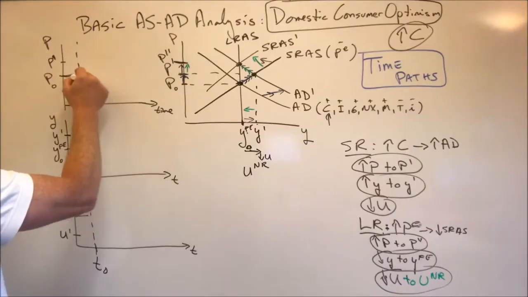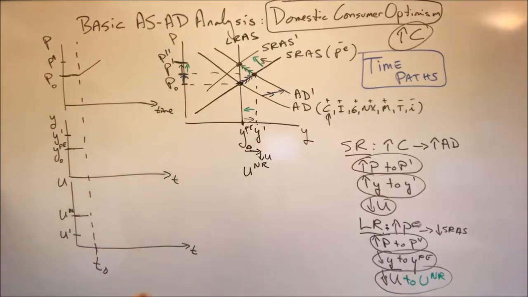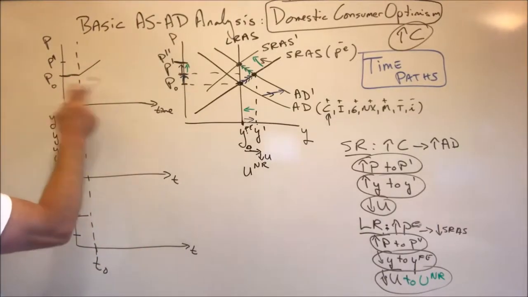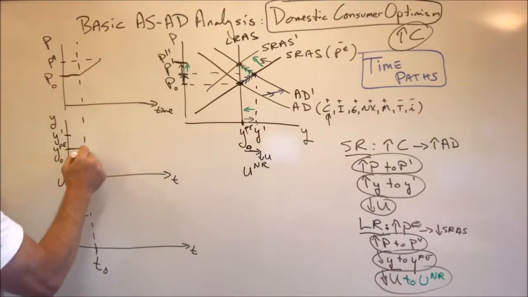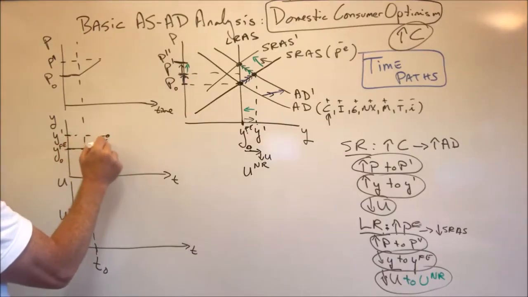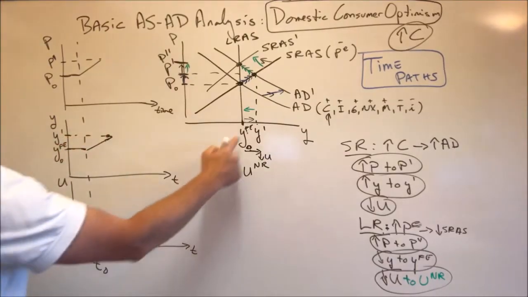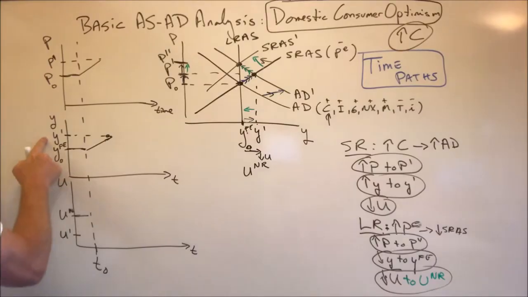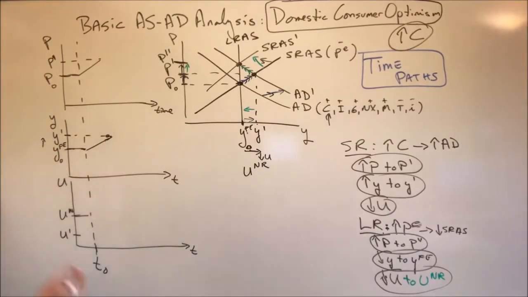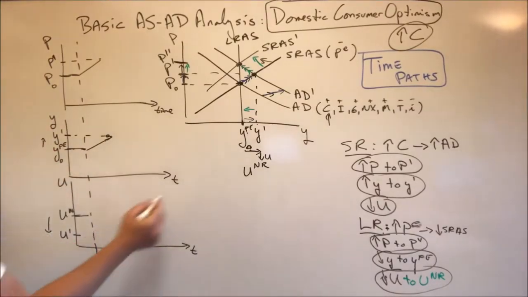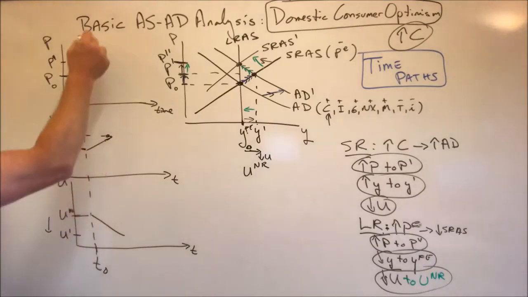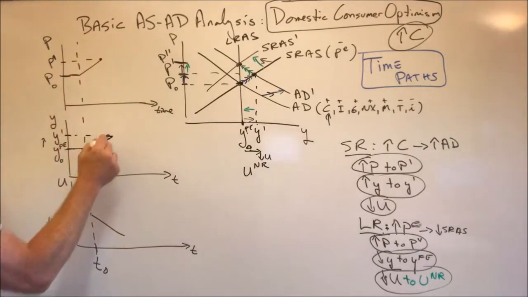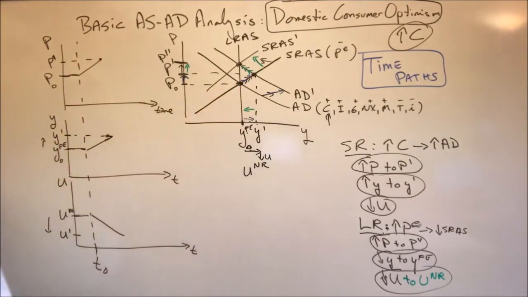The effect of the shock was to increase, and I'm drawing this very crudely, but to increase the price level to here. It also increased output to here. That's reflected right here. That's reflected right here. Unemployment fell, and so it went down.